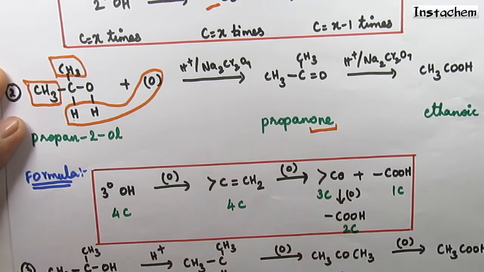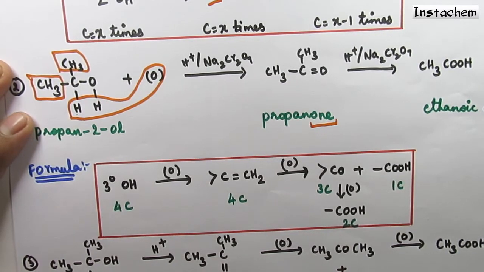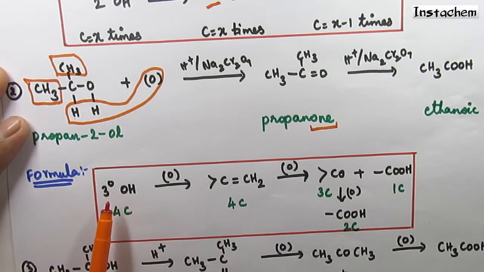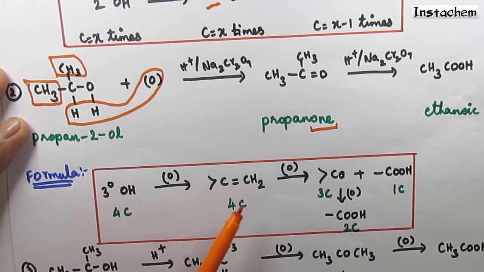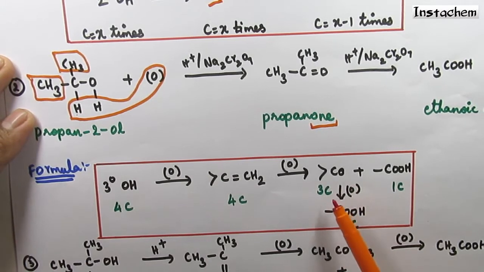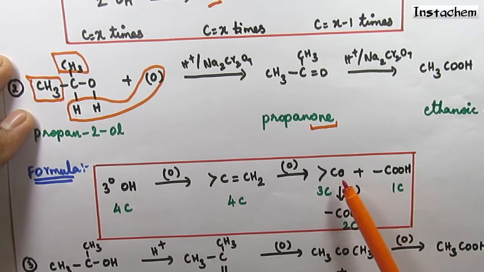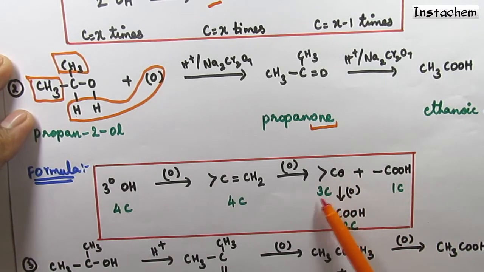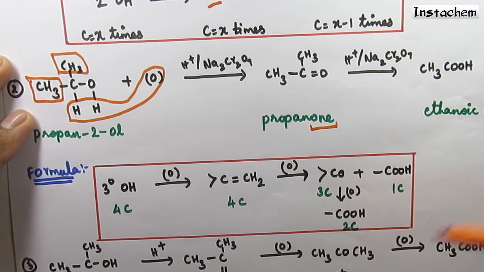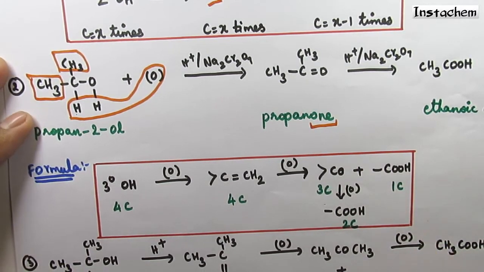Let's see the example to understand better. Here, let us take 4 carbons present in tertiary alcohol. It becomes 4 carbons in alkene also. On further oxidation, it becomes 3 carbons plus 1 carbon. That is, ketone has 3 carbons, acid has 1 carbon. The further oxidation of this ketone gives acid, which has again 1 carbon reduced, that is 2 carbons.